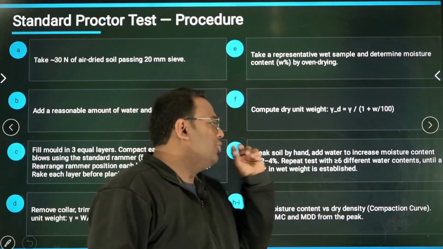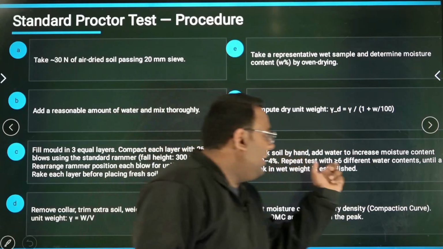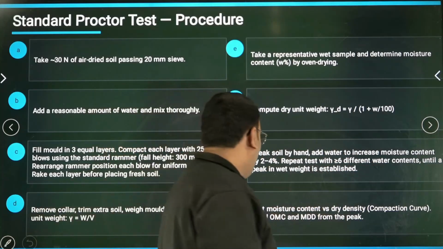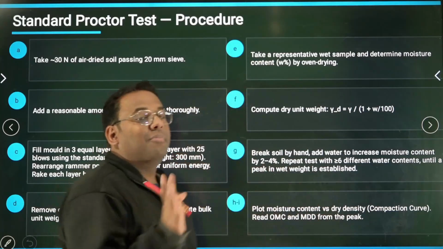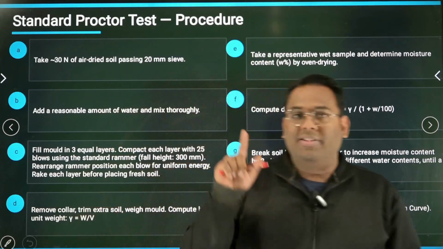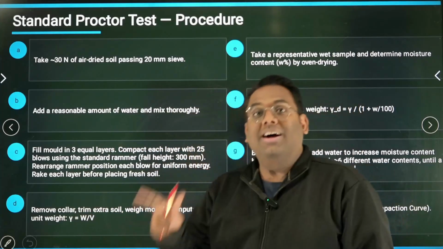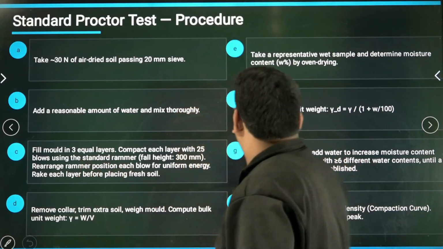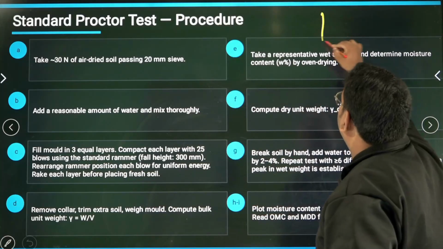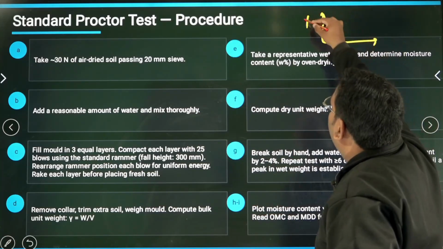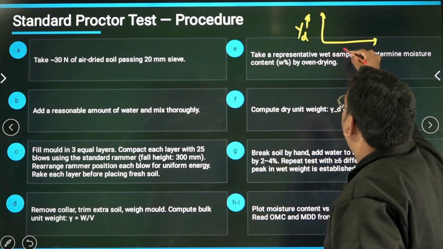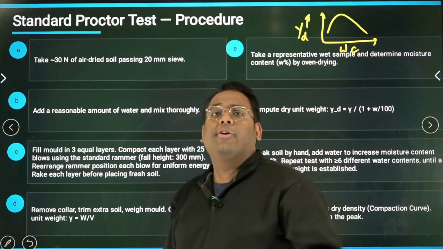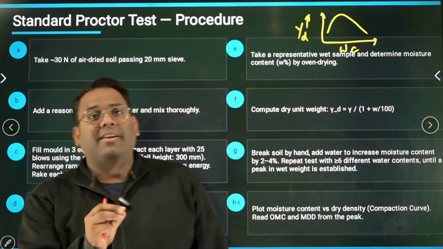After that, you also check the soil and see whether you have to perform another set or not. And finally, after multiple sets on the same soil with different water content, you plot a graph between your gamma dry and water content, that we have seen even in our previous session, having gamma d here and water content here. The graph will be somewhat like this. So you are going to plot such a graph in the final step.